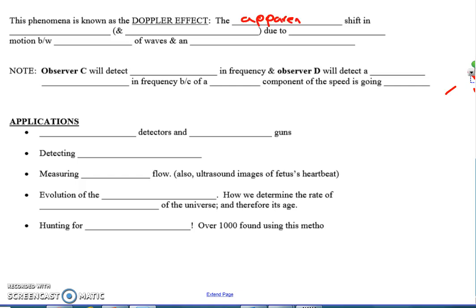Okay, I'm going to use another word for that. I'll put in parentheses, observed shift. Okay, so it's not an actual shift in frequency.